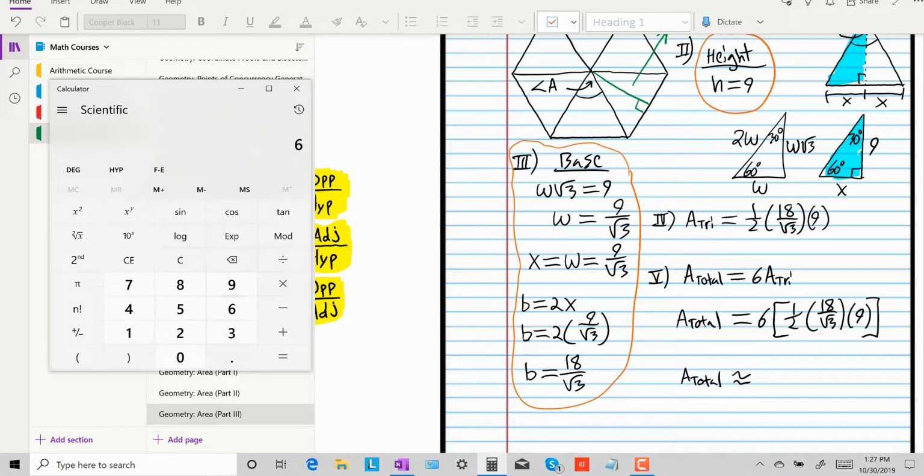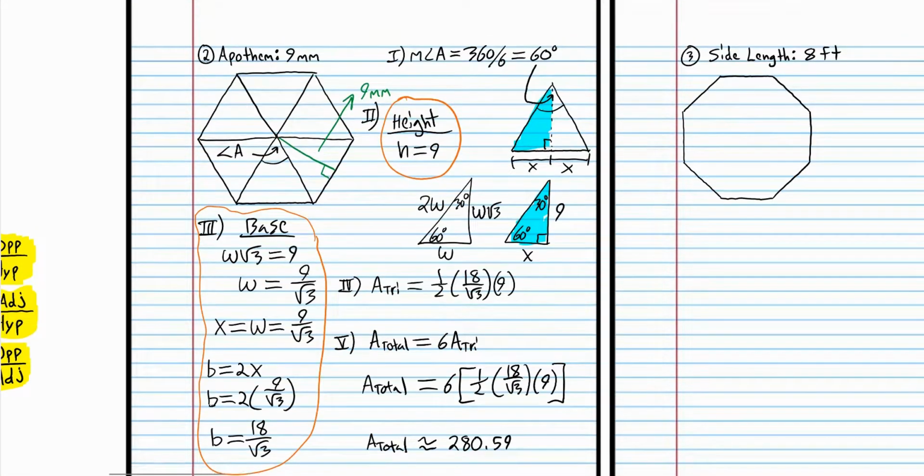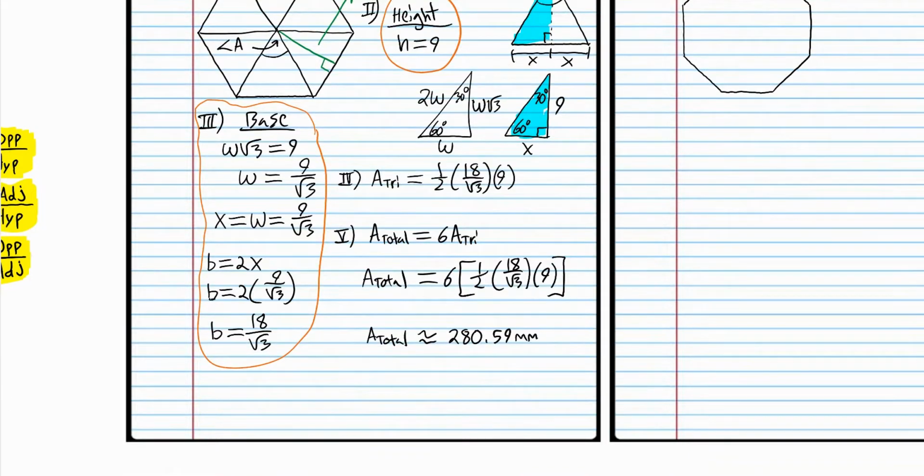6 times 0.5 equals, times 18, because that's in the numerator, equals, and then divided by 3 in the square root button, equals, because the square root 3 is in the denominator, and then times 9 equals, and we get 280.59. And it's square millimeters.